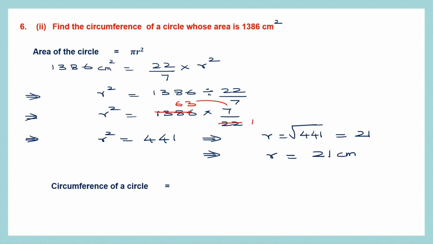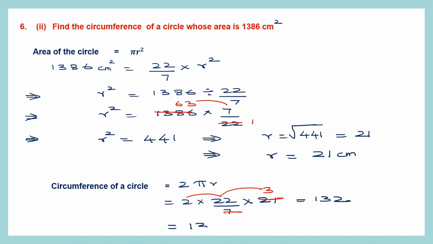Now we can find the circumference. The circumference of the circle equals 2 pi r, and that is equal to 2 into 22 by 7 into 21. We can cancel 7 and 21. 7 threes are 21. Now multiply, 2 into 22 is 44. 44 into 3 is 132. That means the circumference of the circle is 132 centimeters. So this is our final answer.